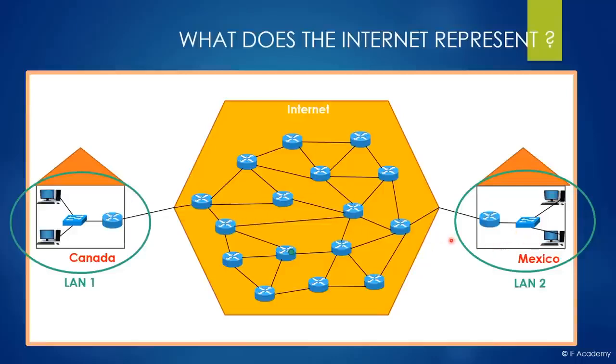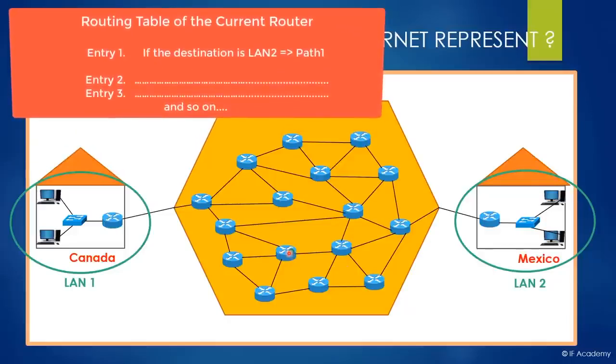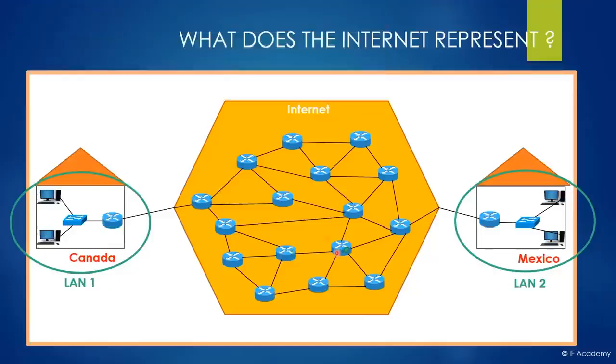Anyway, let's keep going where we left off. This router must look at its routing table to determine which path the packet will be forwarded. Let's say the router chooses path 1, so the packet will go to this router, right? Wonderful. And at this moment, please listen to me very carefully because there is a tricky part here.